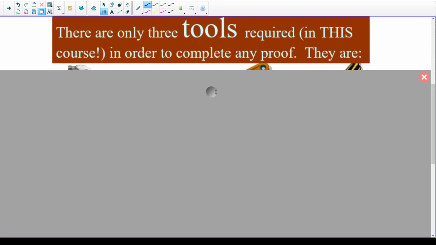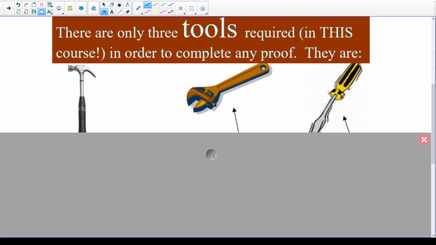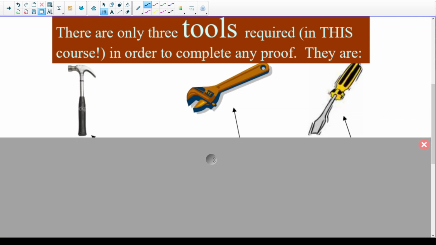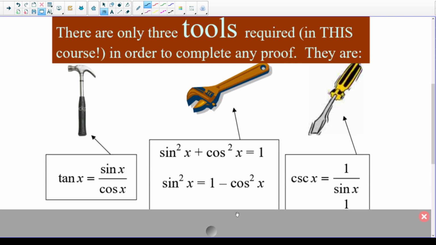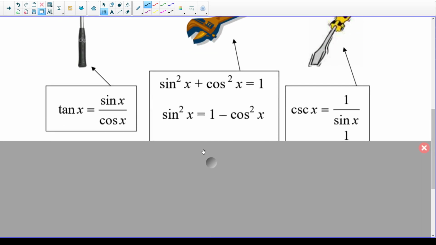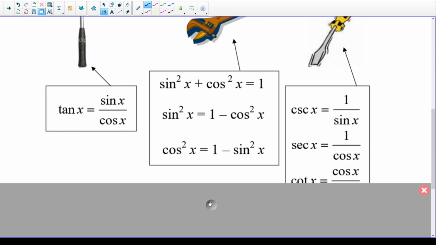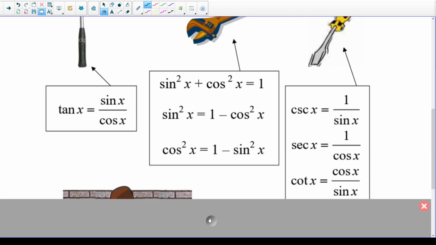Now, if you're in my class, which I'm just saying because some people might be watching this stream later that aren't in my class, you would have received a handout with some of these trig identities, and these are the tools we're going to be using. So these are some of the puzzle pieces.